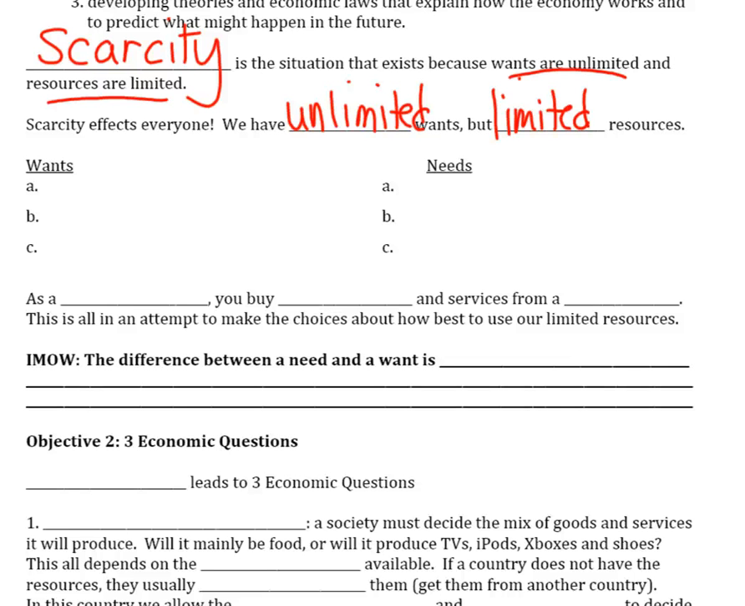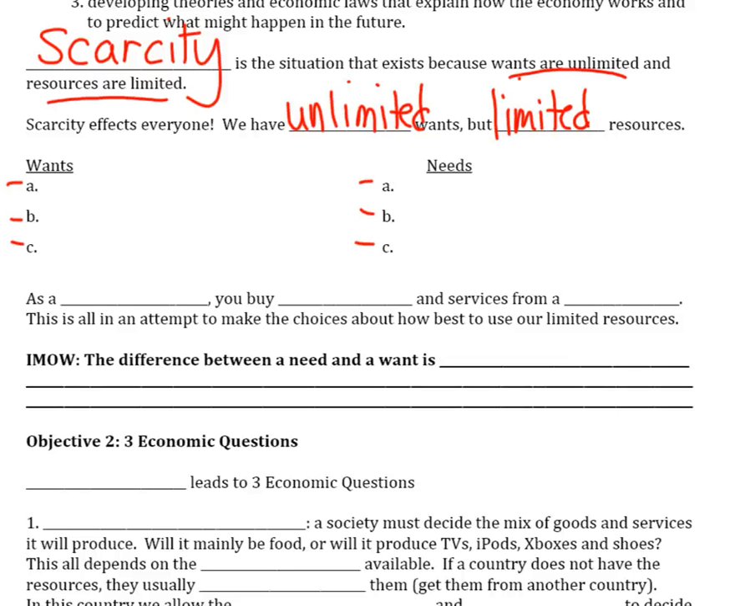So why don't you go ahead and list three things that are wants for you, and then three things that are needs for you. So pause the video, and then write your answers down, and then come back. All right, welcome back. So hopefully for your needs, you put shelter, clothing, clean drinking water. Wants, maybe a new pair of sneakers, or a different car, or a new iPhone, things like that.